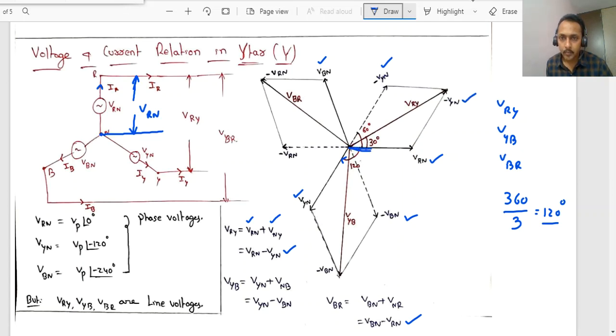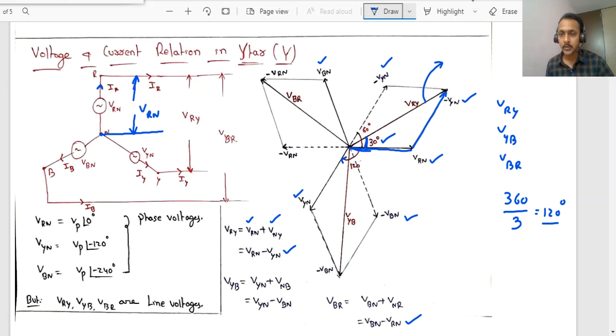Now this VRN plus minus VYN. If we join these two, this is nothing but the VRY. This is which voltage? VRY is the line voltage. Now if you observe, the angle between this line voltage and phase voltage is how much? 30 degrees. Out of these two, which voltage is leading? The line voltage is leading the phase voltage by how much angle? 30 degrees. Very, very important.